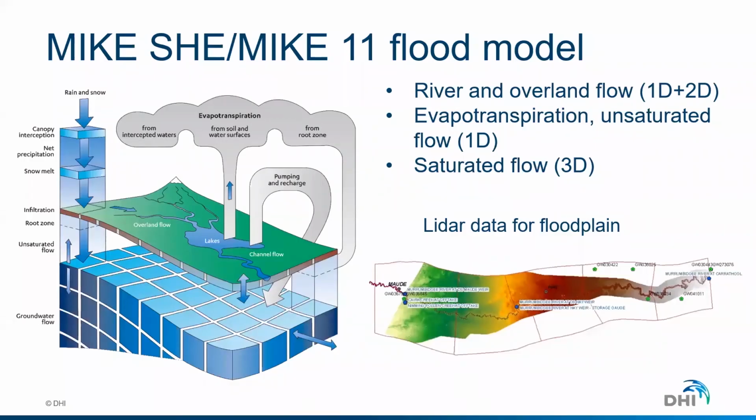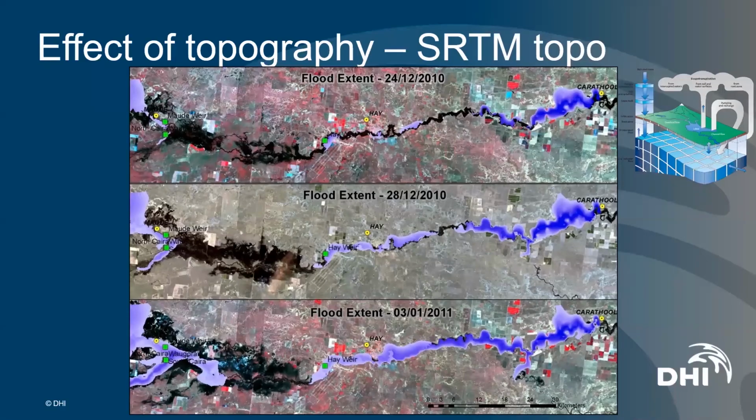And again, we're using MIKE SHE to model this in the first instance, and we're using basically all of the components there. And what you're seeing on the right is the fact that LiDAR data has been flown for a large part of this area, which is very nice, but not the complete model area. So we've complemented that with some more large-scale topography. And that's one of the first things I wanted to look at. So this is just to show the flood extent at 3 different times: the 24th, Christmas Eve, then the 28th, and then the 3rd of January 2011.